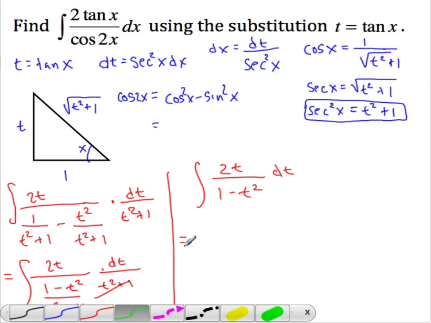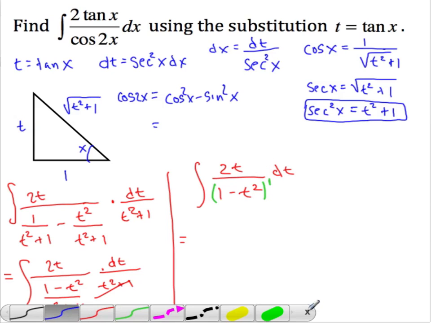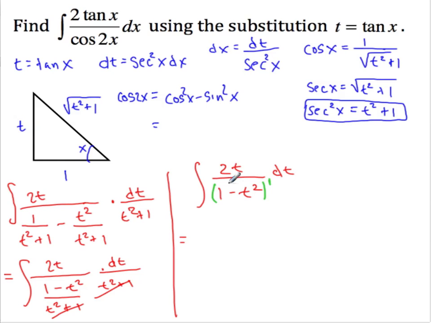Okay, now going back to what you should have learned a couple weeks ago, the power of this is 1. So when I bring that up and I add 1 to it, I'm going to get a 0. Therefore, it's a tip-off that this is an ln. Plus, I see the derivative on the top, almost. So ln, absolute value, 1 minus t squared. If I take the derivative of this, I'm going to get a minus 2t. So I need to put a minus out in front, plus c.